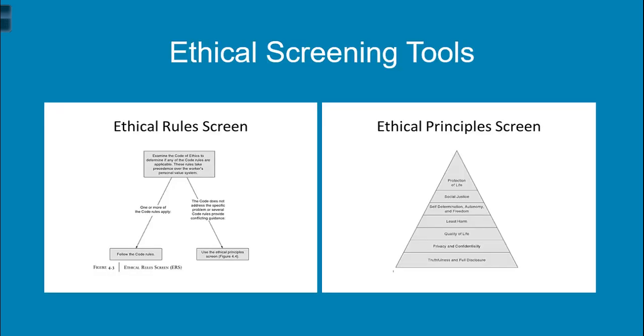Once you've identified an ethical dilemma, the Ethical Rules Screen, or ERS, and Ethical Principles Screen, EPS, are two tools that may be helpful to you. As a reminder, the ERS and EPS are tools for you to use, but they don't replace your own critical thinking. The ERS screening should always be used first. The EPS may be used if the ERS indicates so. Therefore, some ethical dilemmas can be resolved using the ERS only. However, oftentimes multiple rules and principles are in conflict in an ethical dilemma, which is where the EPS comes into play.